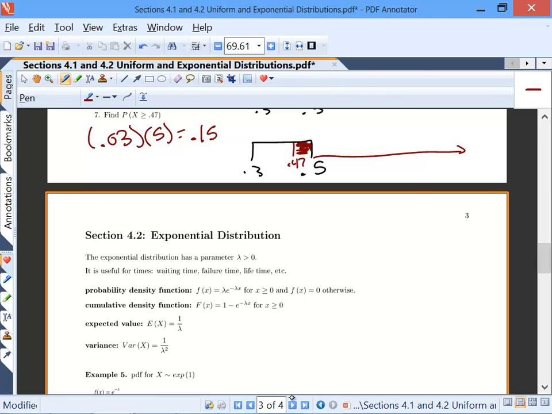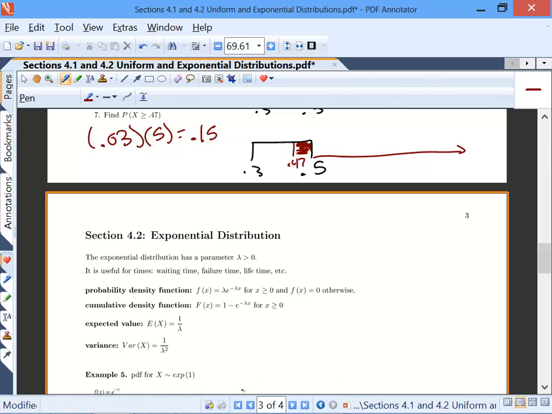The probability density function is defined as f of x equal to lambda times e to the negative lambda x. Do you see why lambda has to be greater than 0? Because if lambda wasn't greater than 0, then we would get a negative PDF, and we have to have a positive PDF. It's only defined for x greater than or equal to 0. So anytime you have an exponential, it has to be for x greater than or equal to 0. And otherwise, f of x will be 0.